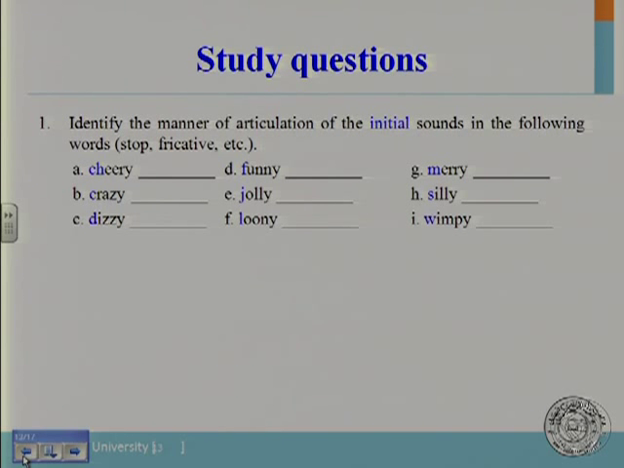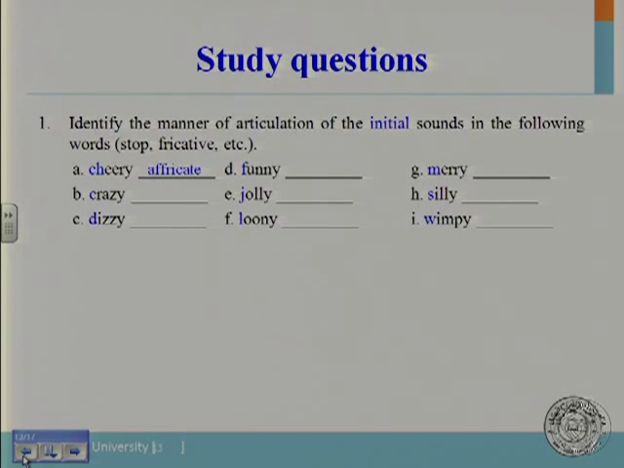Now, again here we have one more question, but here we need to identify the manner of articulation. Identify the manner of articulation of the initial sounds of the following words. Means stop, fricative, affricates, and so on. Now, the first one, cheery. Who can do it? It's an affricate. Ch, voiceless affricate sound.